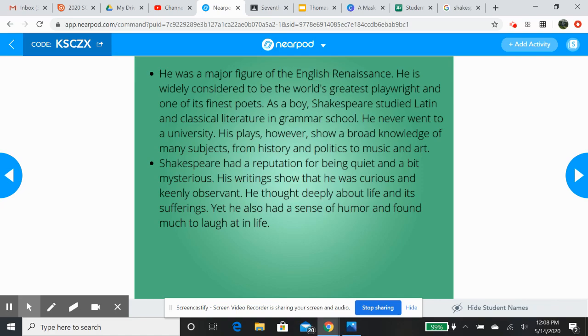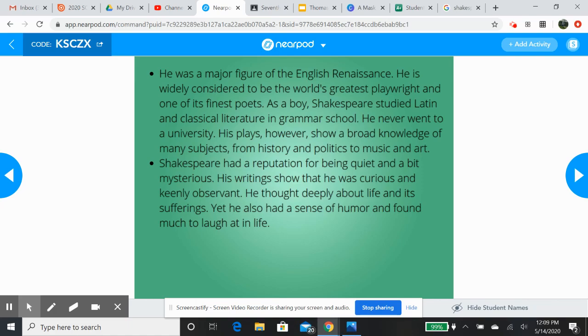But the cool thing about Shakespeare was he obviously is considered one of the greatest playwrights, if not the greatest, and one of the finest poets. But as a boy, he actually studied Latin and classical literature in grammar school. So that's why he is thought of as being part of the Renaissance, because he looked at Latin and classical aspects to understand how old ways of doing something were, but made it his own. And his plays go through many different subjects, from history and politics to music and art.